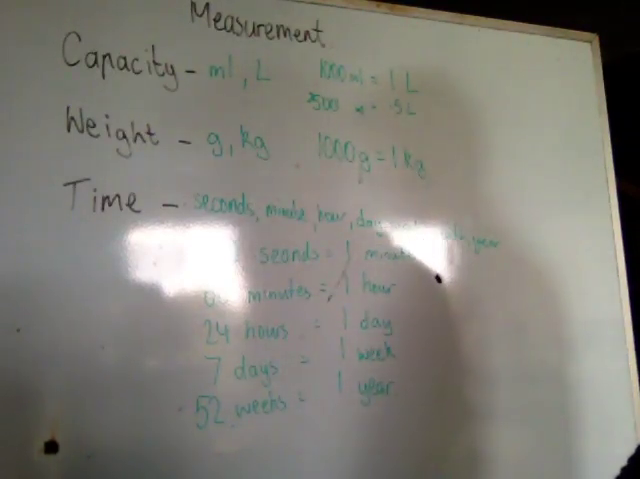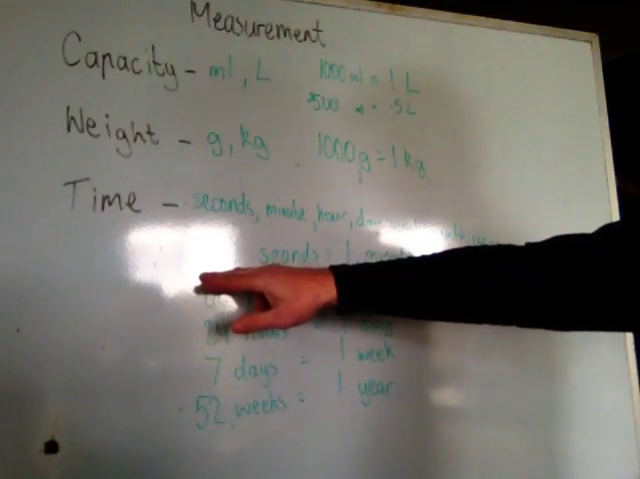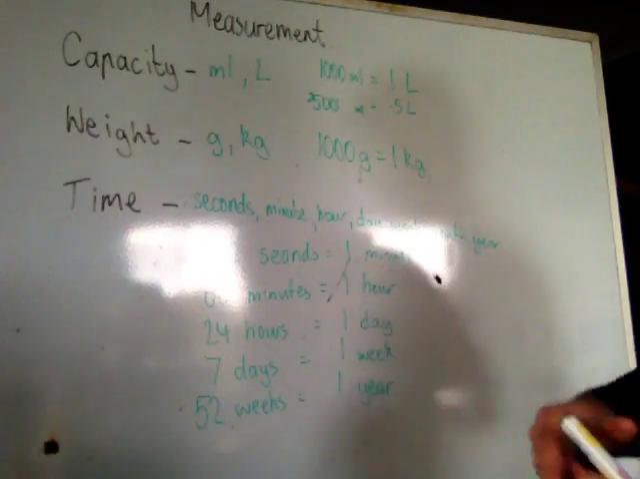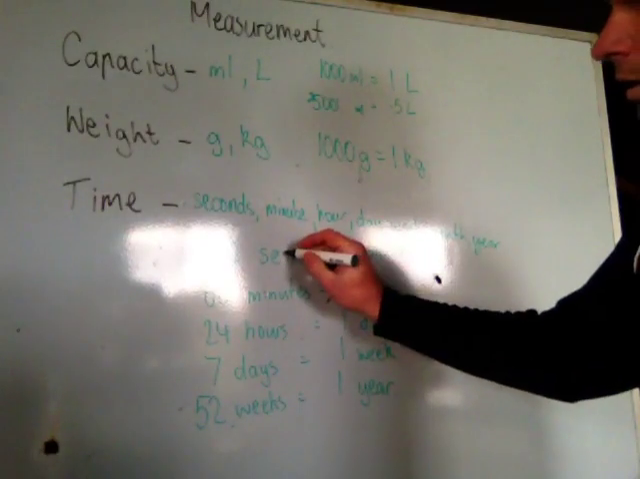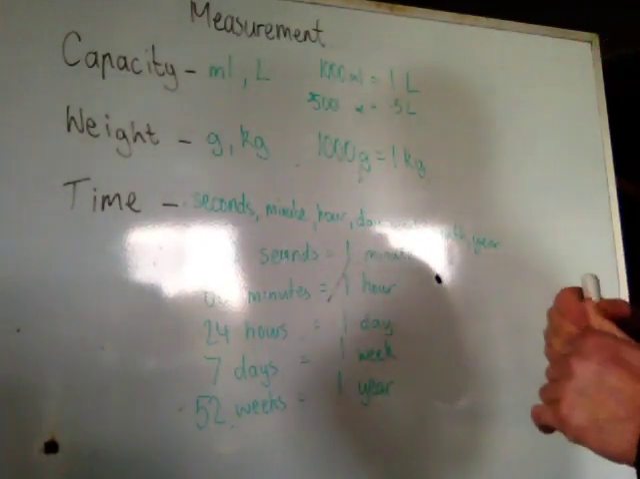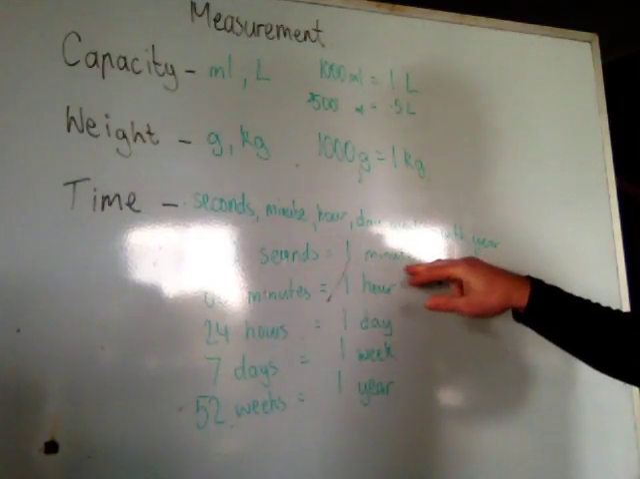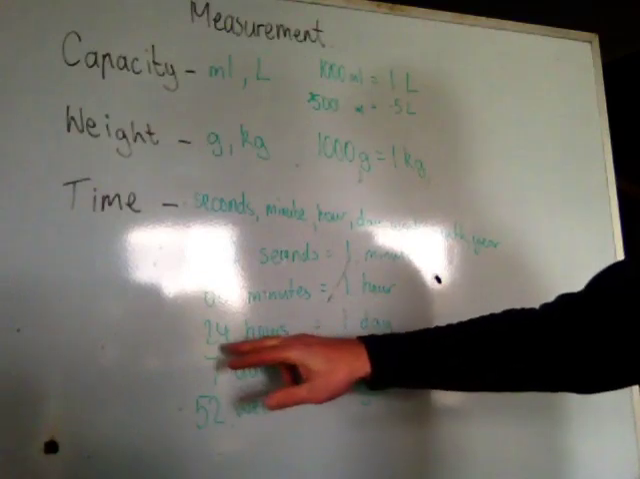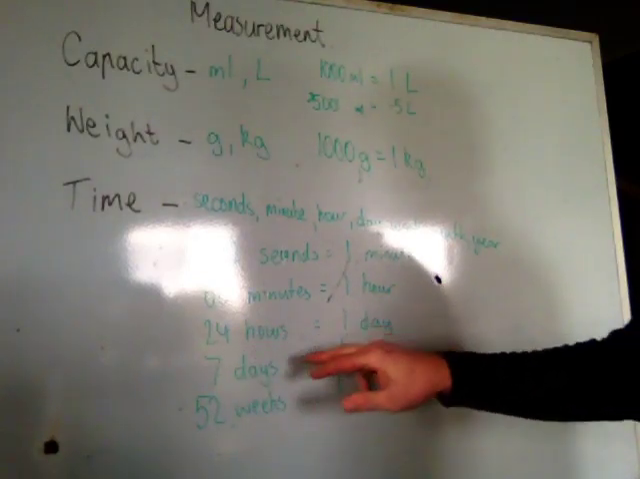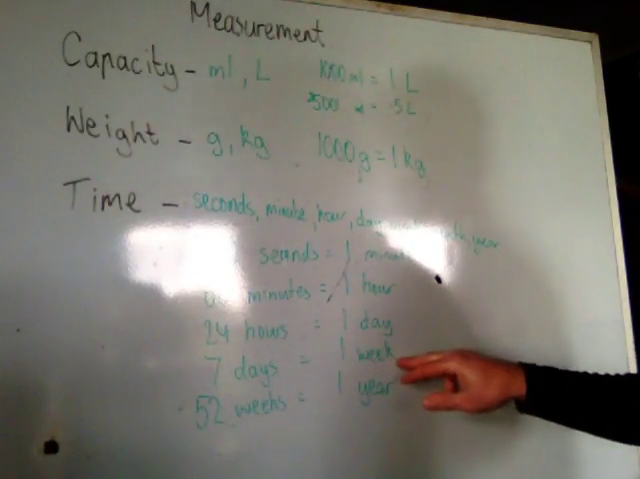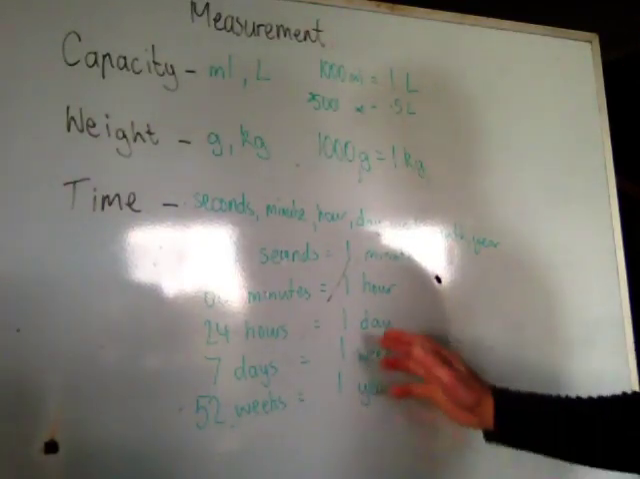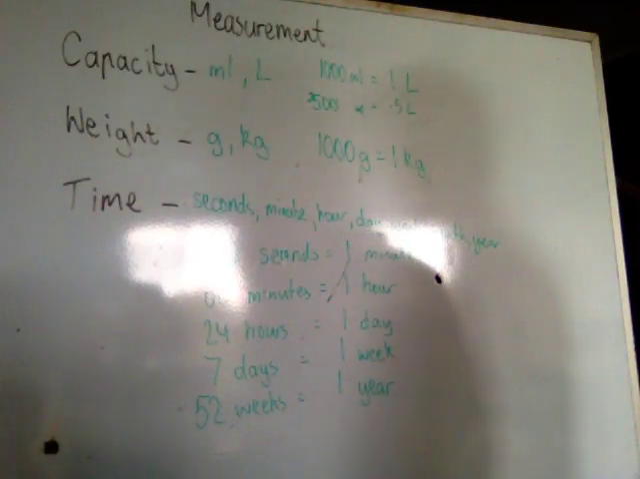And the conversions that we need to know for that are that there's 60 seconds in 1 minute. Better put my C in, shouldn't I? Silly Mr. P. So there's 60 seconds in 1 minute. There are 60 minutes in 1 hour. There are 24 hours in 1 day. There are 7 days in 1 week. And there are 52 weeks in 1 year. Okay? And that is the information that we need to know in terms of the time when we're doing the conversion.